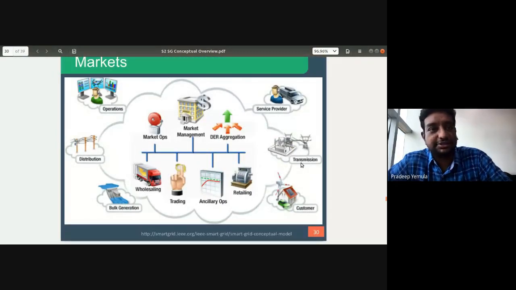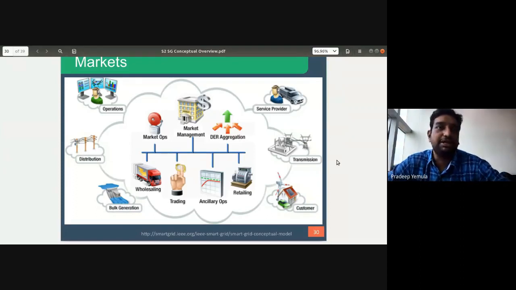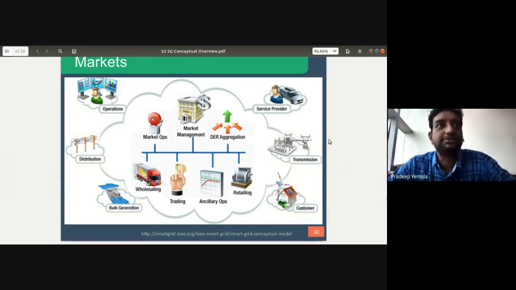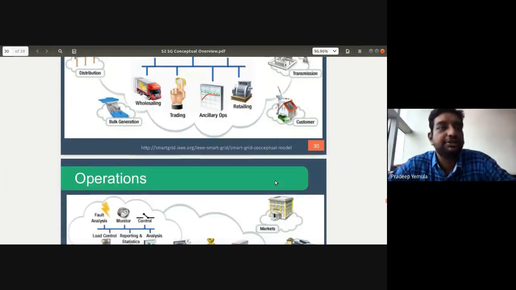Finally, markets. So in the markets domain, what we have is the buying and selling. Mainly there will be a website, and generators and loads can log into that website and submit their bids for buying and selling of power. So this is about that.